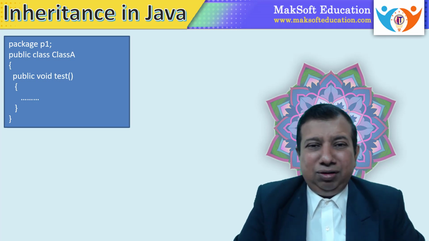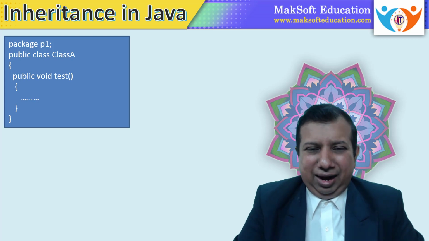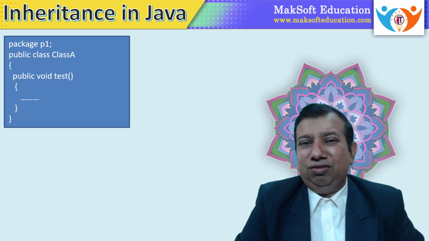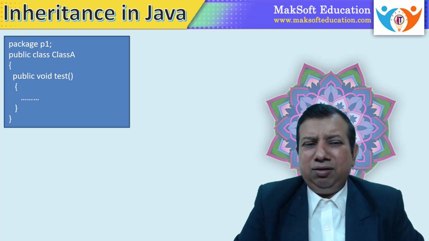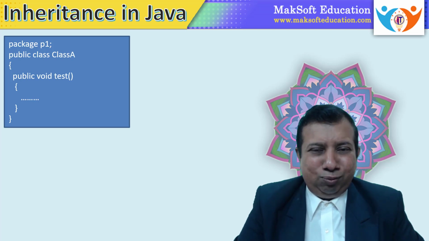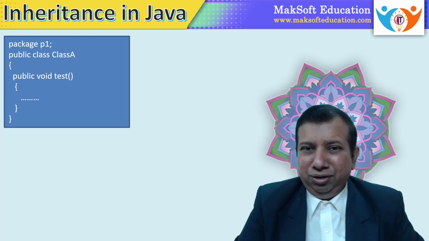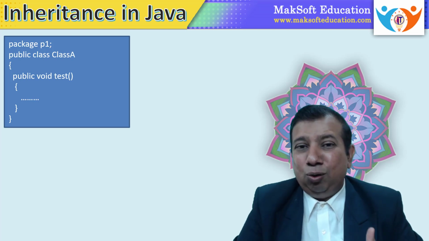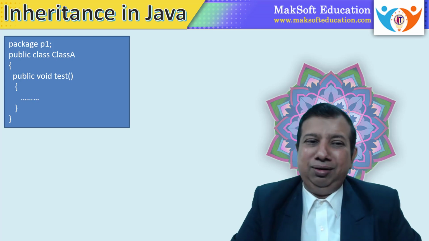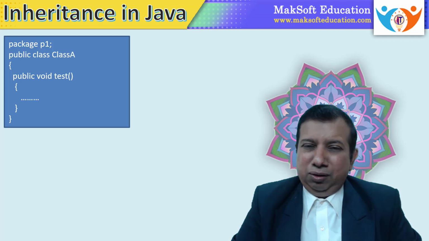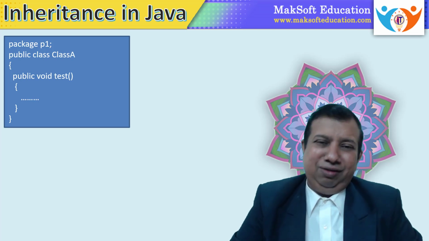Again I am using the same names, class A and class B. Class A is, suppose, an existing class, and what is inside this class? There is only one method called test. I am not going to give the code for the class because the intention is not to write the code for the class, but to show how to create a new class, or how to implement the concept of inheritance in this Java program. Here you can see package P1 is created.